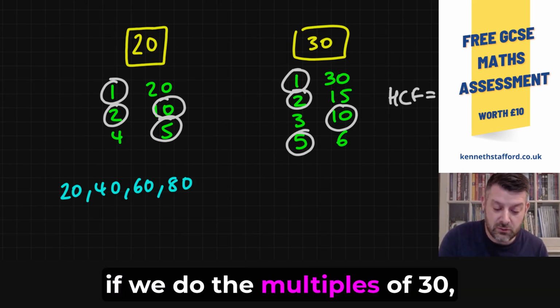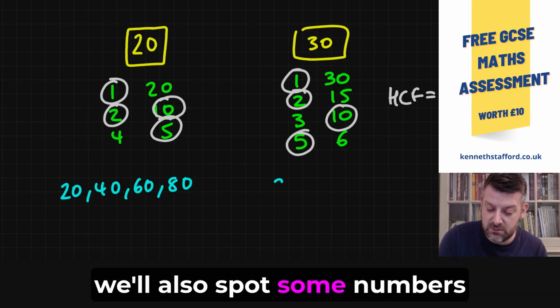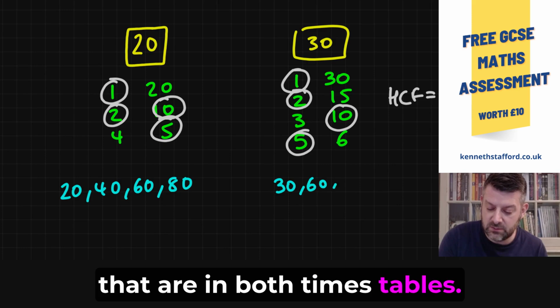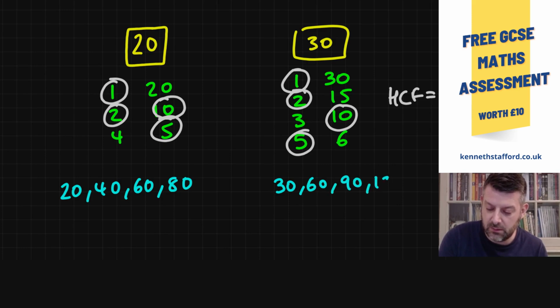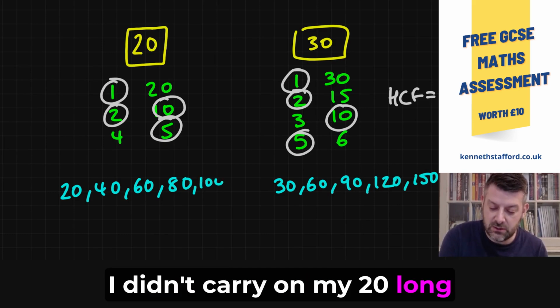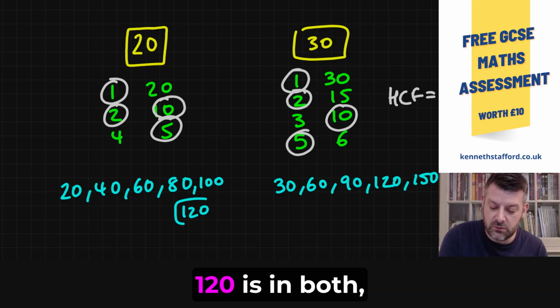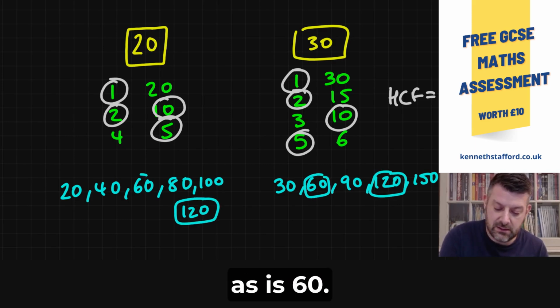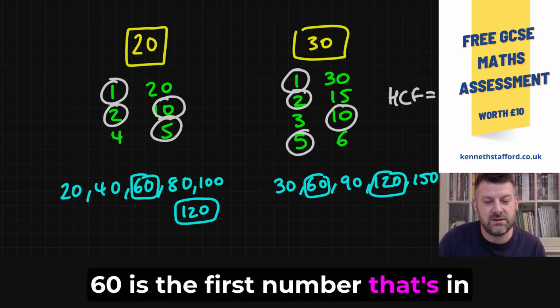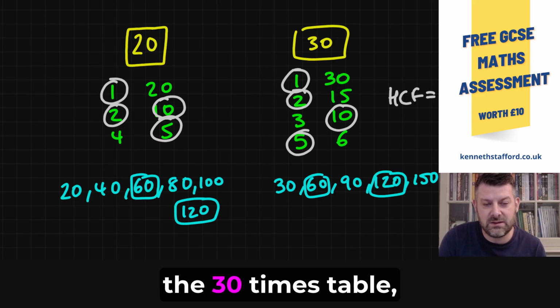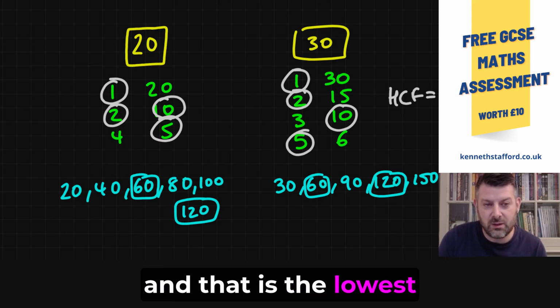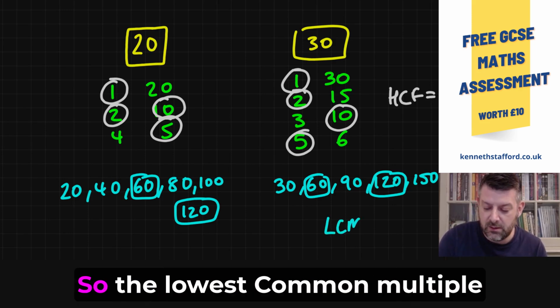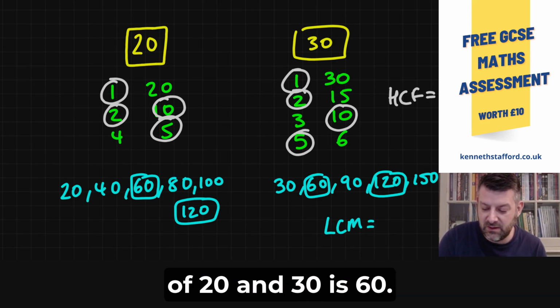Now if we do the multiples of 30, we'll also spot some numbers that are in both times tables. Actually, I didn't carry on my 20 long enough, but if you look, 120 is in both, as is 60. 60 is the first number that's in the 20 times table and the 30 times table, and that is the lowest common multiple. So the lowest common multiple of 20 and 30 is 60.